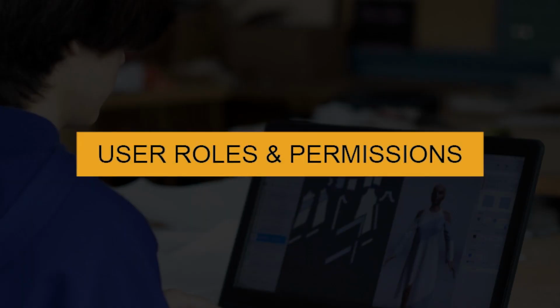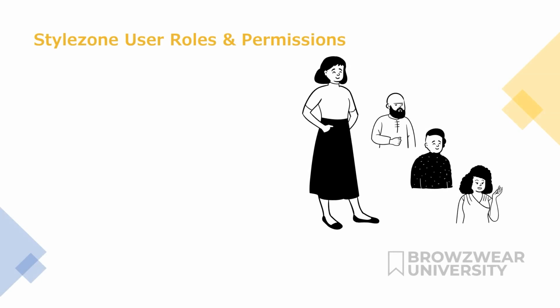In this lesson, we will be sharing more about permissions and user roles within Stylezone. By highlighting the key differences between roles across the platform, users will gain a better understanding of the organizational structure of Stylezone. To start, there are two general permission types: the user role and group role.